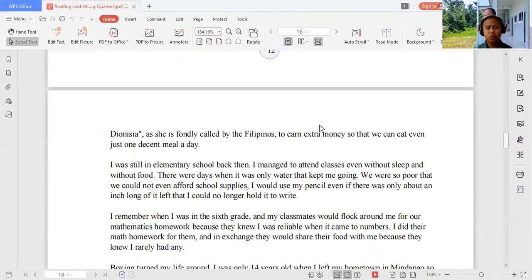We were so poor that we could not even afford school supplies. I would use my pencil even if there was only about an inch of it left that I could no longer hold it. I remember when I was in the 6th grade, and my classmates would flock around me for our mathematics homework because they knew I was reliable when it came to numbers. I did their math homework for them, and in exchange, they would share their food with me because they knew I rarely had any.